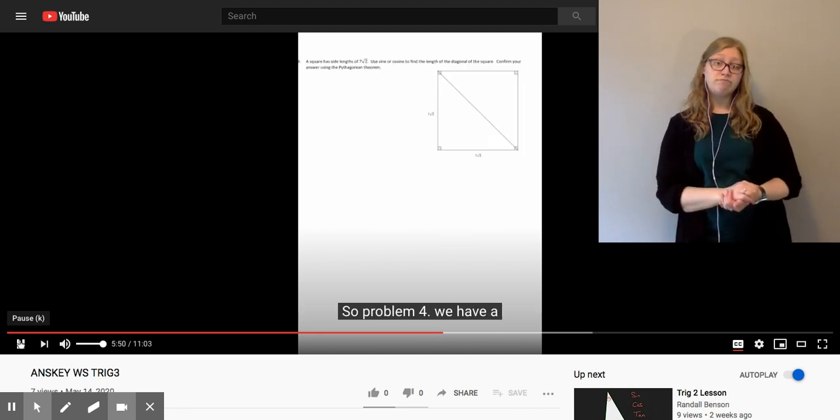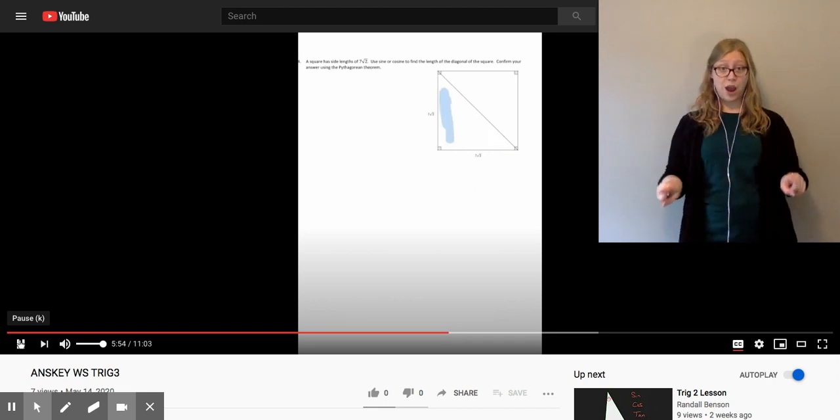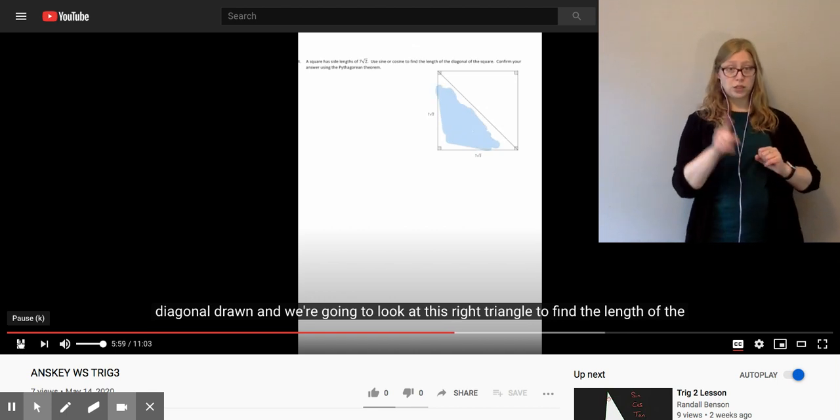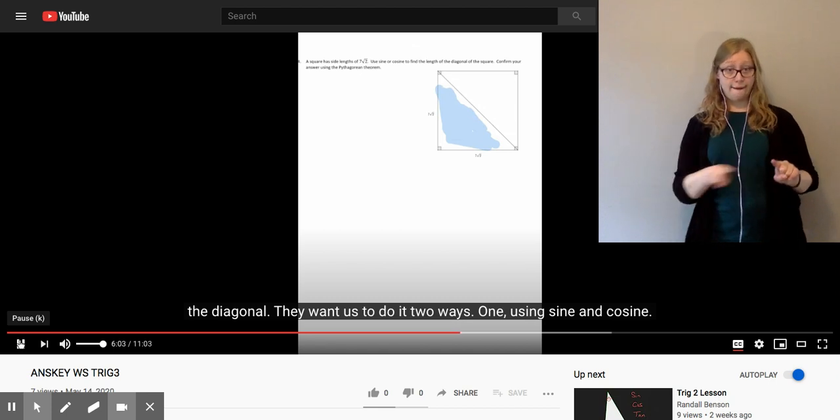So problem 4, we have a square, and it has the diagonal drawn. And we're going to look at this right triangle to find the length of the diagonal. They want us to do it two ways. One, using sine and cosine.